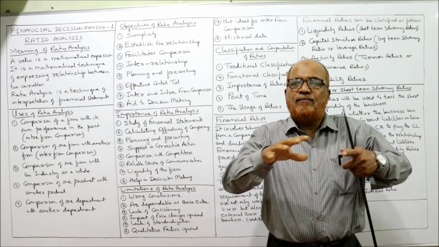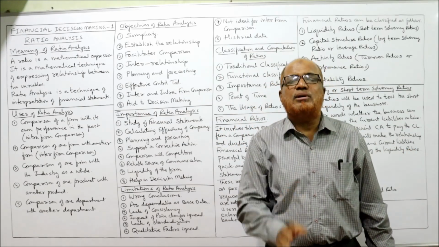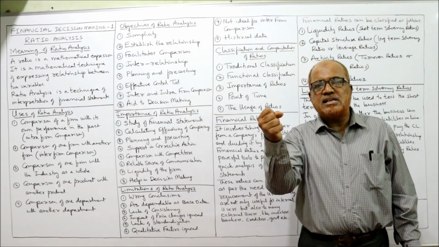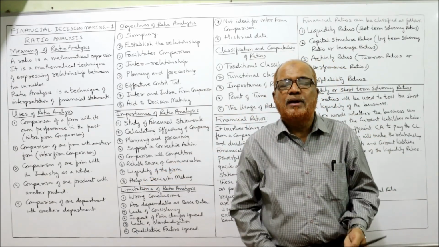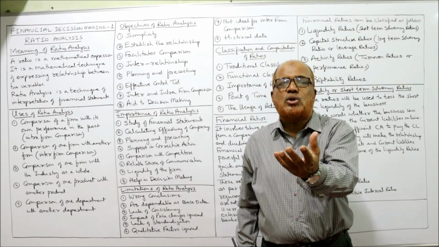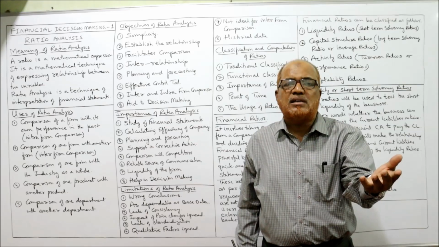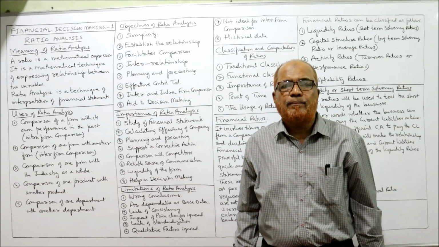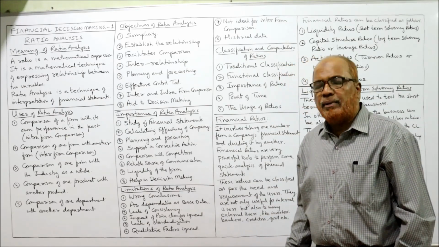In that case, everything is measured in terms of money. But money itself is not stable. The purchasing power of money is not stable. And that fact we are ignoring. Simply we are calculating the ratios on the basis of values which are given in currency, and the currency is not stable. That means the ratios calculated are not dependable, not reliable.